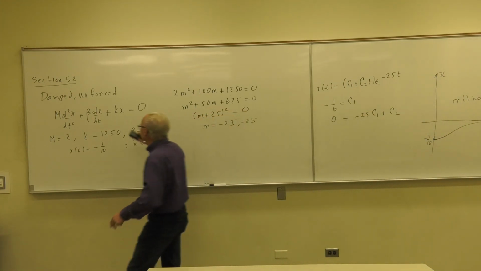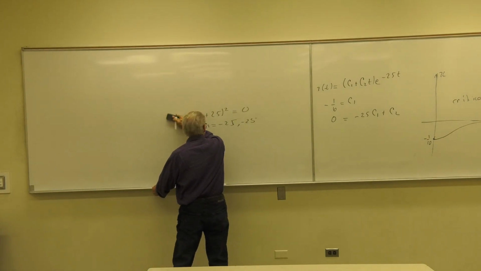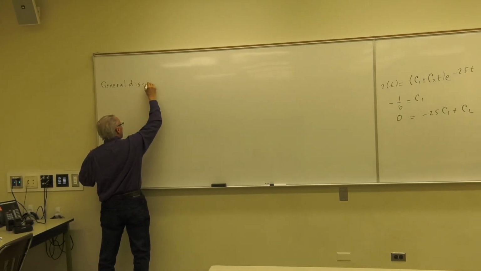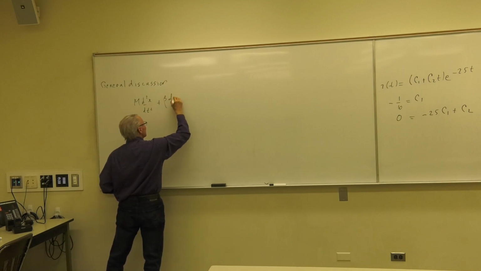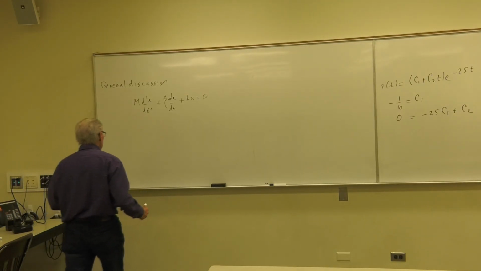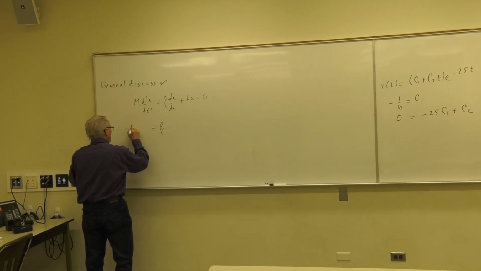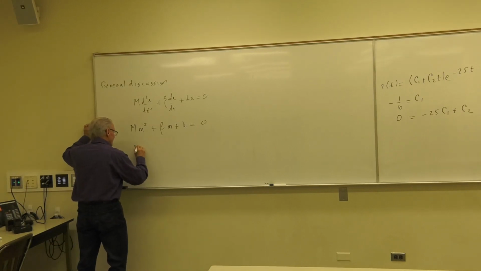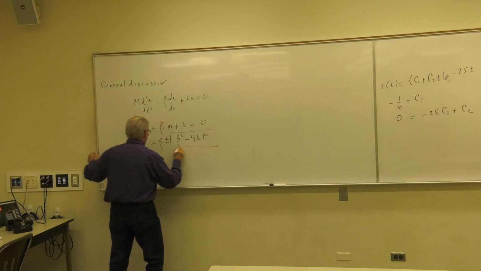Let's talk about a general discussion. We're looking at m d squared x dt squared, plus beta dx dt, plus kx is equal to 0. Unforced but damped oscillations. Auxiliary equation: big M, little m squared, plus beta m, plus k equals 0. Solve it. m equals minus beta, plus or minus the square root of beta squared minus 4km, all over 2m.